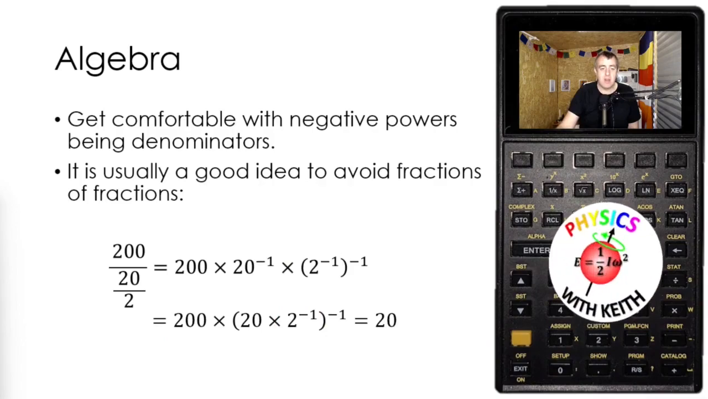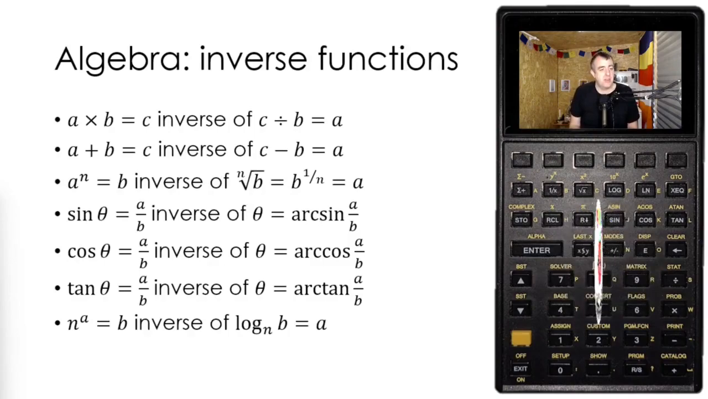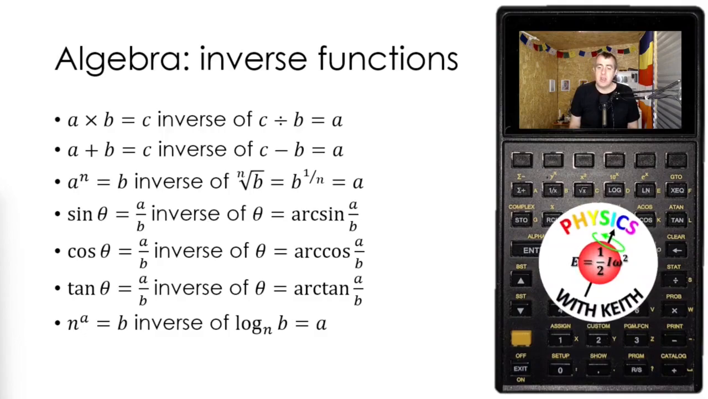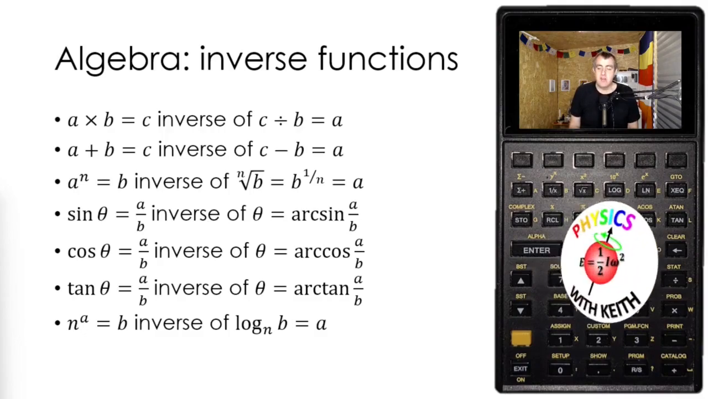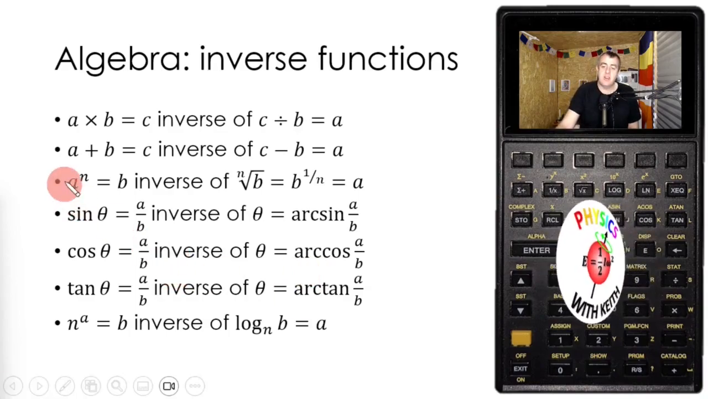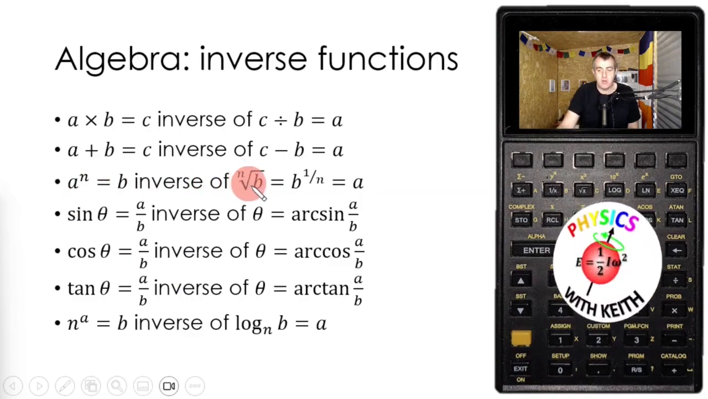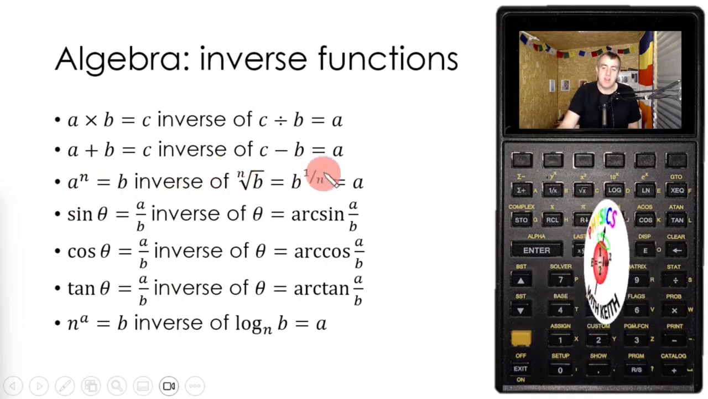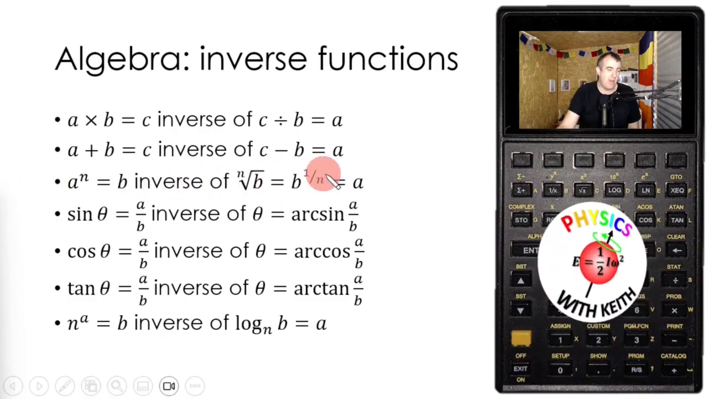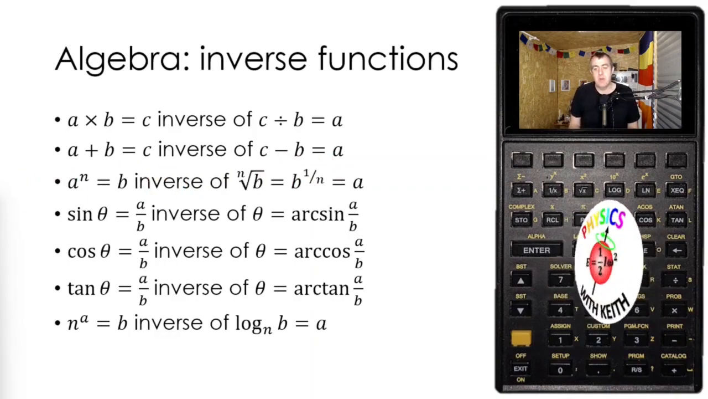So a bit of a summary of inverse functions, here they are. The opposite of multiplication is division, the opposite of addition is subtraction. We've got powers here. The inverse of a power is a root, so the second power, or squaring something, the inverse is a second root, or a square root. And there's another way of writing that, which is a fractional power. A square root is a power of a half. A cube root is a power of a third. That's another way of writing them.